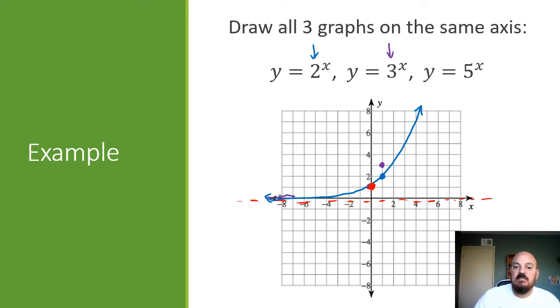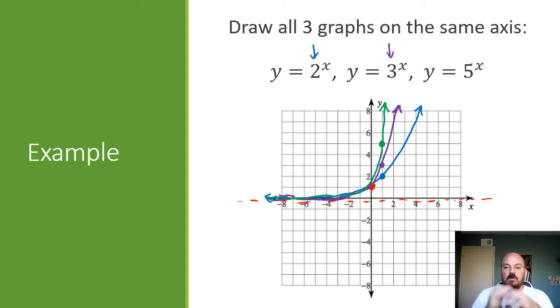So it looks the exact same at the beginning over here. Goes through the red point and then the purple point, and you can see it just turns up a little bit faster. Let's go ahead and do 5 to the x. Again, on the left-hand side, it's going to look almost the same as the first 2. The difference is on the right, it's got to go through the point (1, 5), which is up here. So it's going to turn even more sharply like that.